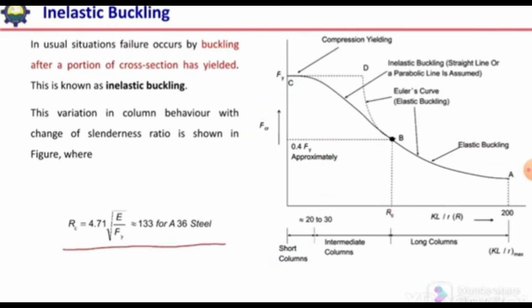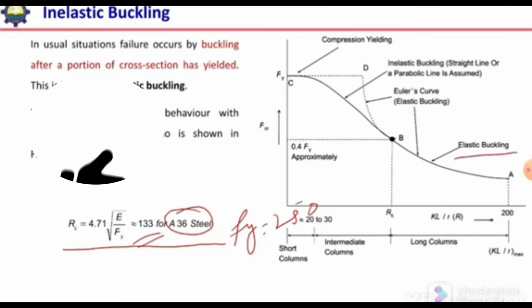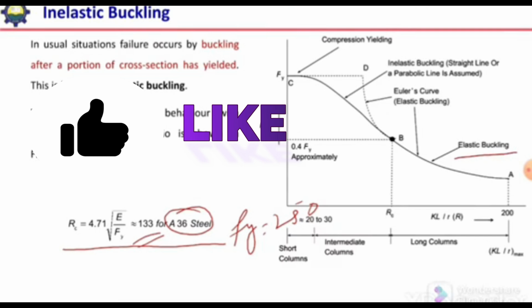This critical slenderness ratio Rc can be calculated by using this formula: Rc is equal to 4.71 square root of E over Fy. For A36 steel with Fy equal to 250, this Rc value is 133. So for sections made of A36 steel, if the slenderness ratio is more than 133, it will have elastic buckling, but if it is less than 133, it will have inelastic buckling.